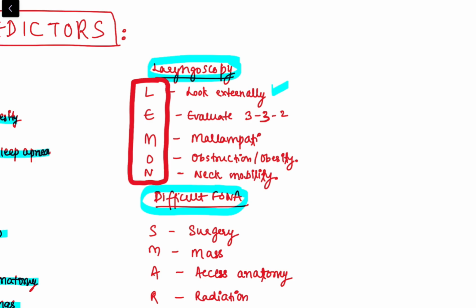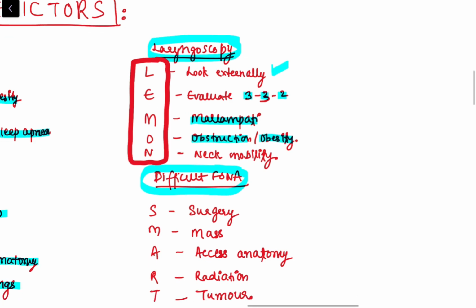Then we have the 3-3-2 rule evaluation. We will understand in airway assessment that there are certain distances that, if you measure, you will be able to understand if it is a difficult or easy laryngoscopy. Then we have Mallampati, known to all of you. And again, obstruction and obesity lead to difficult laryngoscopy.